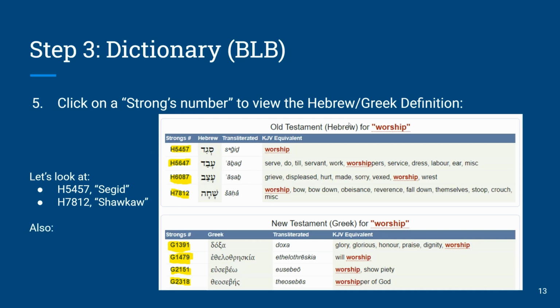And also, since those are Hebrew words, we'll balance ourselves out with some Greek words as well. G1391, doxa, is a good one. And G4352, proskuneo, is another good one. That one is in the list on the website. You'll just have to scroll a little further down to get to that particular entry.